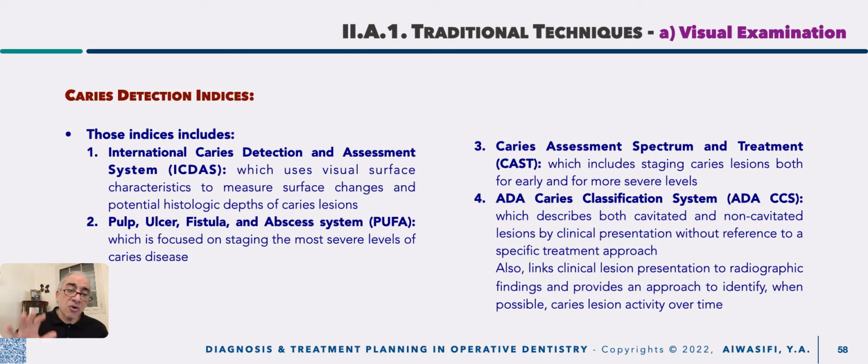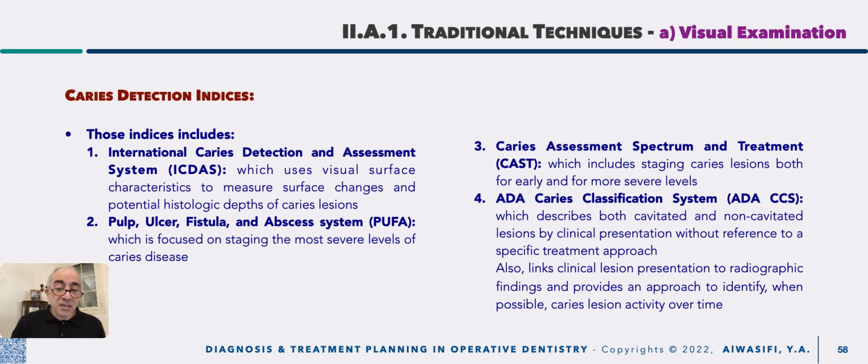In general, all of these indices are trying to standardize and translate what you have seen to a number, to a score, which describes a condition and sometimes describes a treatment. It's a trial to standardize the subjectivity of visual examination between different practitioners. Then comes PUFA. PUFA is the abbreviation of pulp, ulcer, fistula, and abscess system. This focuses on staging the most severe levels of caries disease.